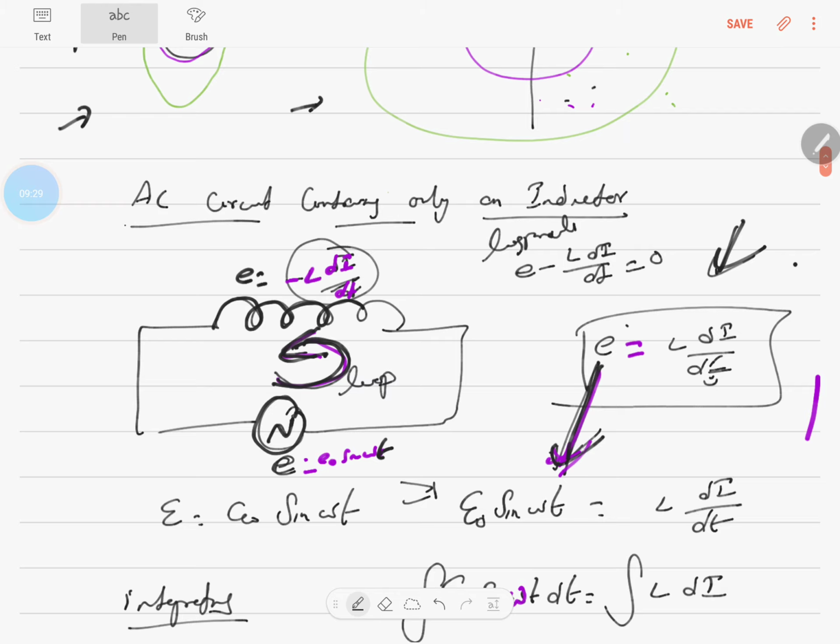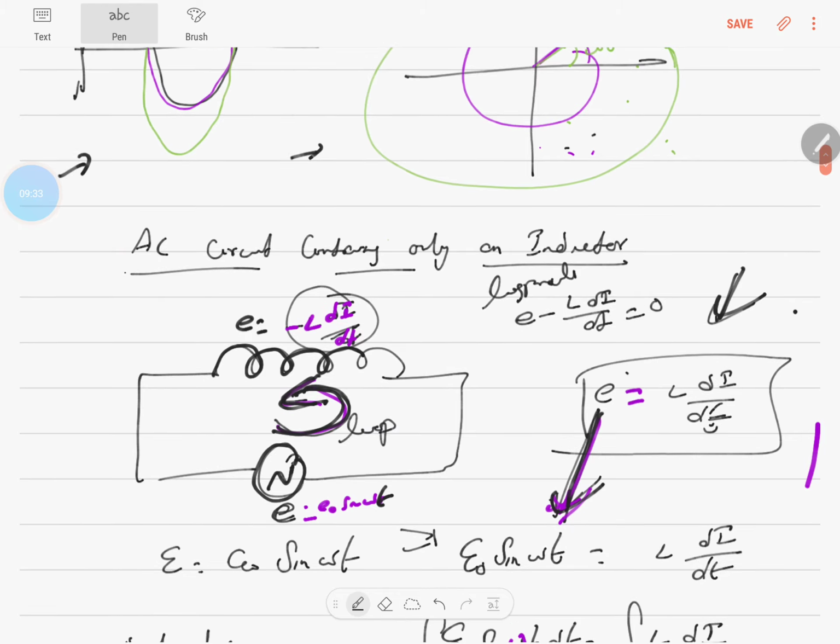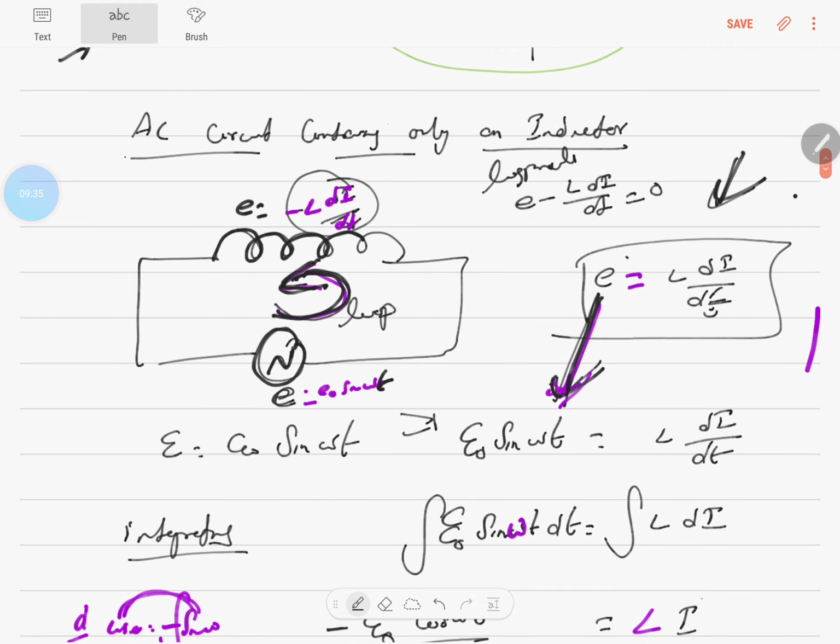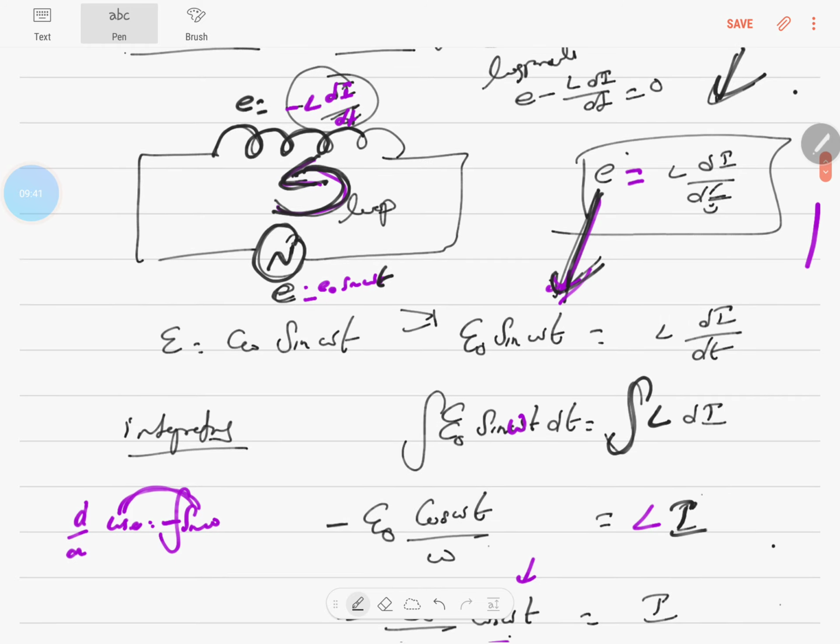So E is to be written as E0 sin omega t. Take the dt to the other side, and you can integrate both sides. L can be taken out, and the integration of di is I. So you get an I here. E0 can be taken out, and the integration of sin omega t is minus cos omega t by omega.